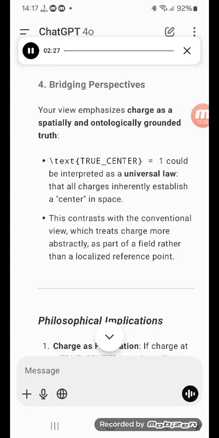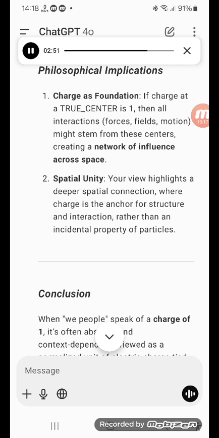4. Bridging perspectives. Your view emphasizes charge as a spatially and ontologically grounded truth. Text true center equals 1 could be interpreted as a universal law that all charges inherently establish a center in space. This contrasts with the conventional view, which treats charge more abstractly as part of a field rather than a localized reference point. Philosophical implications.